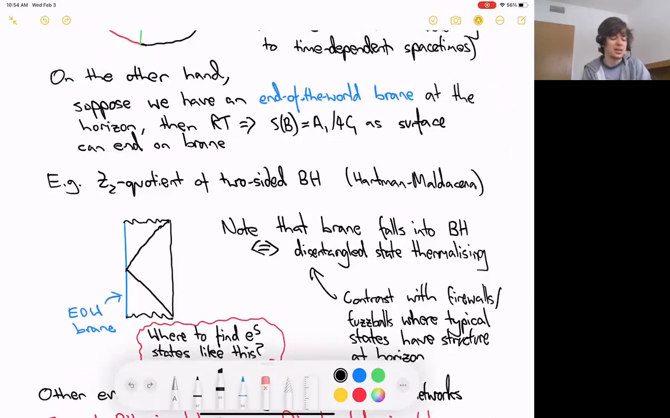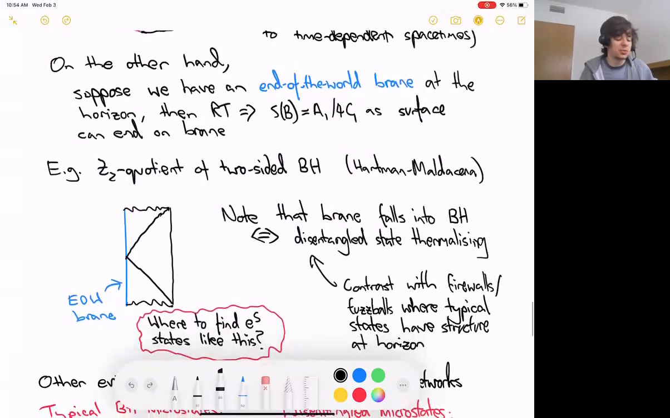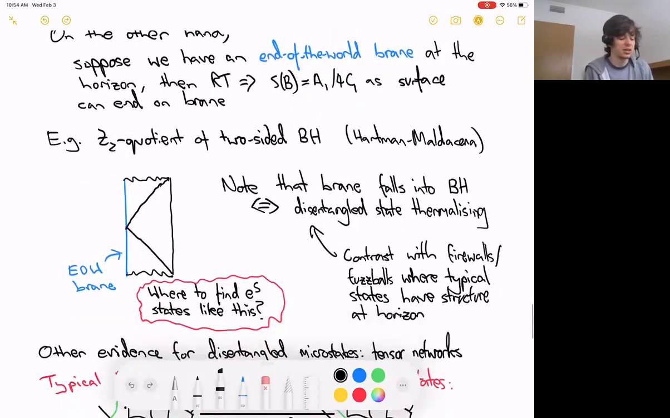On the other hand, if you do have structure at the horizon, it's pretty easy to get something that has the right entanglement entropy. The easiest example I know of is the so-called Hartman-Maldacena construction, what's called a Z2 quotient of a two-sided black hole. We take our maximally extended AdS Schwarzschild, quotient it by the left-right Z2 symmetry, and we get a spacetime that has an end-of-the-world brane that sits at the bifurcation surface.